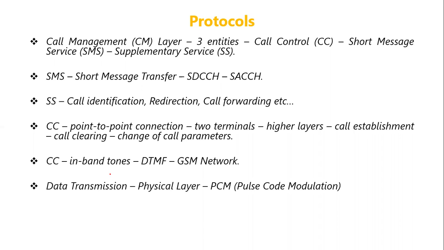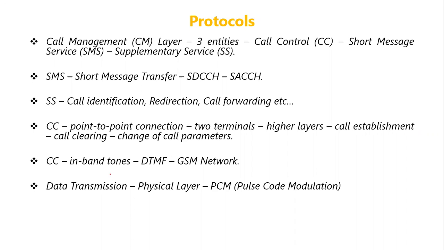Data transmitted at the physical layer typically uses pulse code modulation. In the physical layer data transmission, it should be modulated, right? So normally in the physical layer, it uses pulse code modulation. The PCM, the pulse code modulated system, offers a transparent 64 kilobits per channel. The data rate it offers is 64 kilobits per channel.